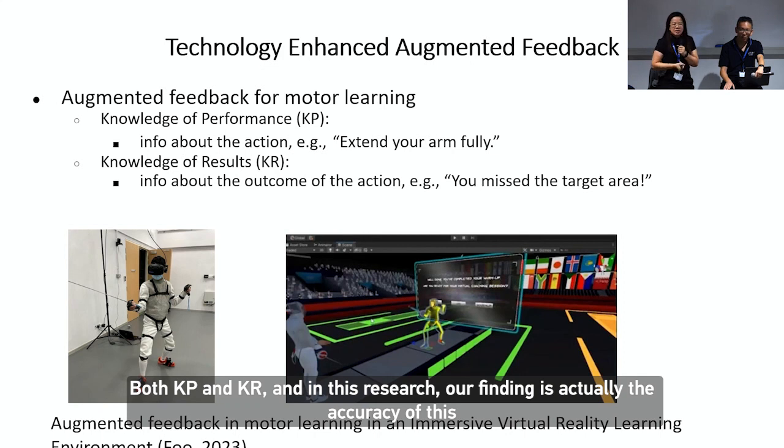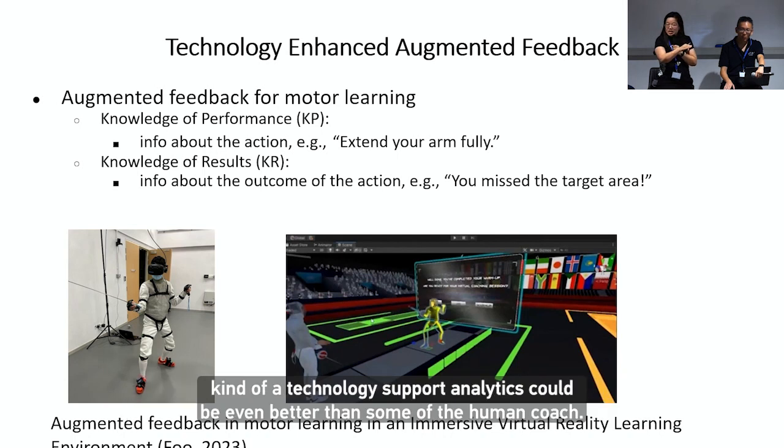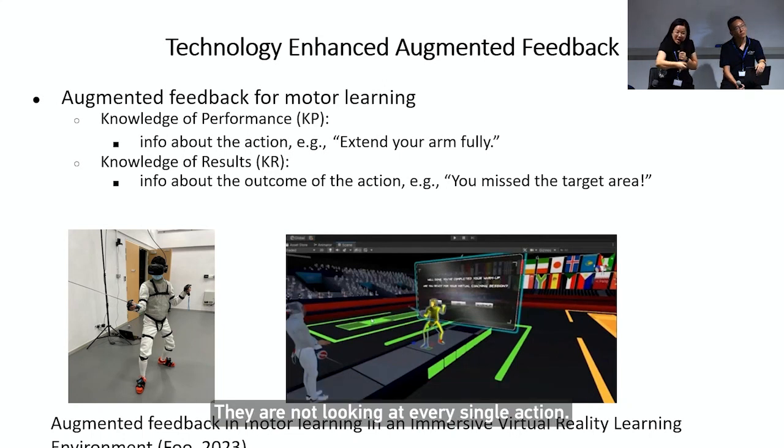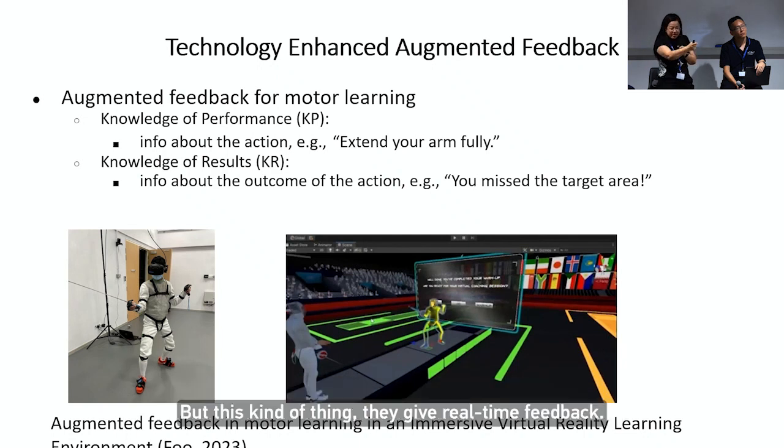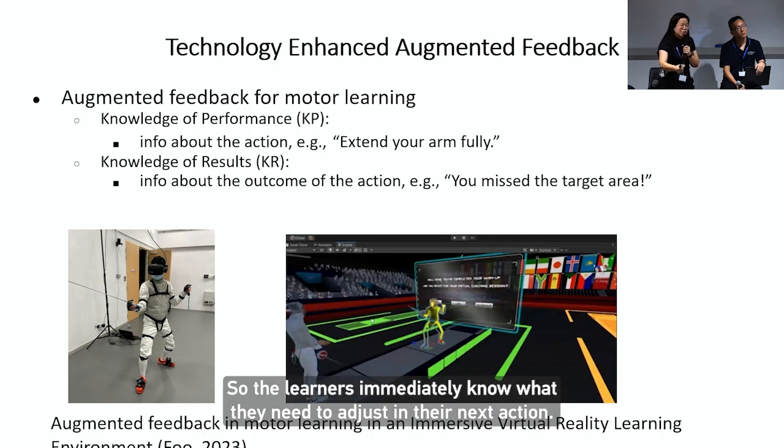And in this research, our finding is that the accuracy of this kind of technology-supported analytics could be even better than some of the human coaches. They are not looking at every single action. They provide feedback after 3 minutes or 5 minutes. They summarize. But this technology gives real-time feedback. So the learners immediately know what they need to adjust in their next action.